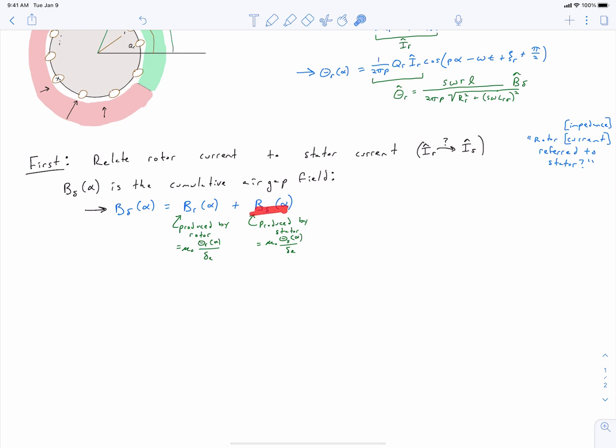And we can do the same thing for the portion that's created by the stator winding. It must simply be mu naught times our total current linkage from our stator winding divided by our effective air gap length.